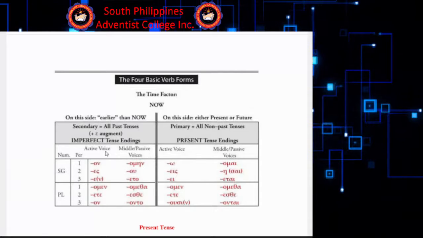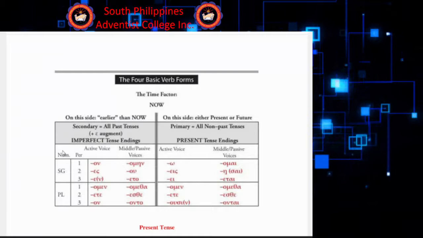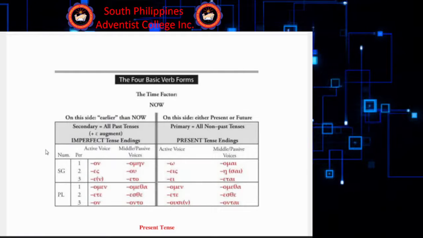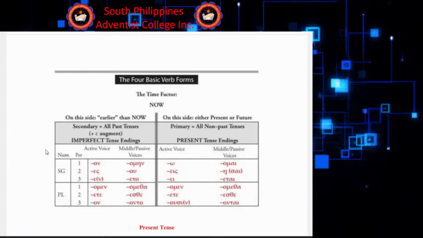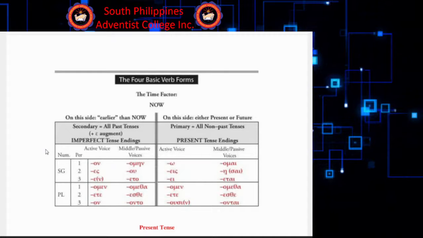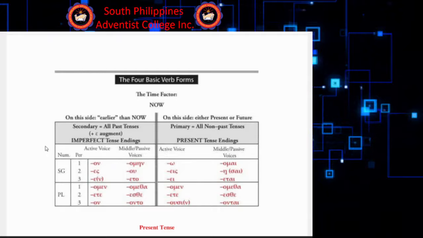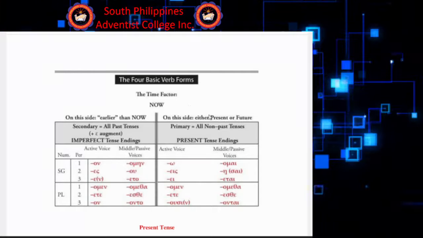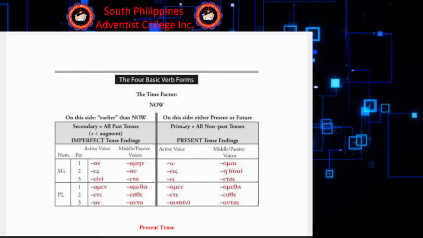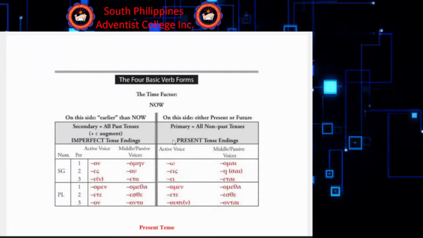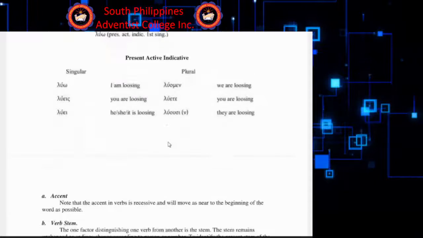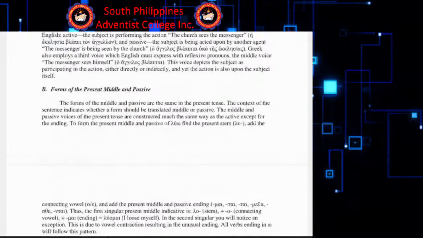And don't forget, in imperfect, there is an augment, no? Augment. So the formula for the imperfect tense is augment plus verbal stem plus ending. While for the present, we have the verbal stem plus ending. Okay. So, and also we learned last time of the contraction process.